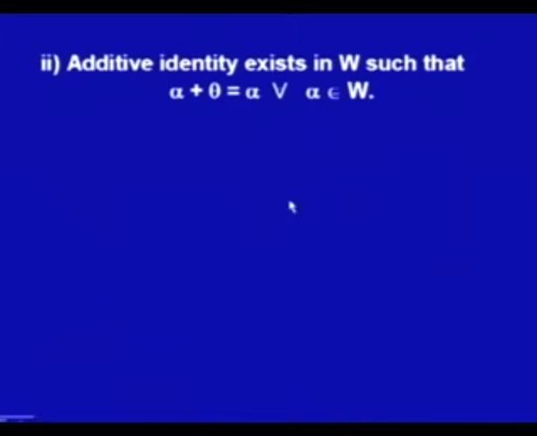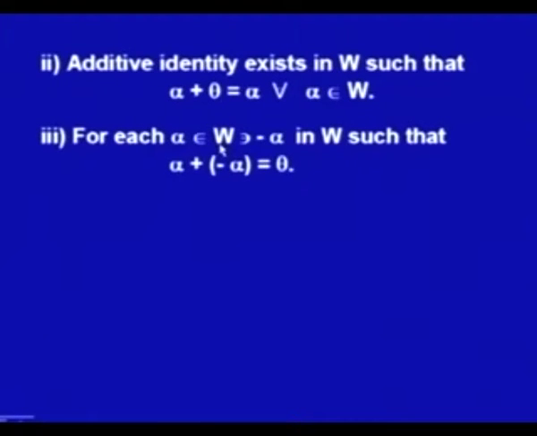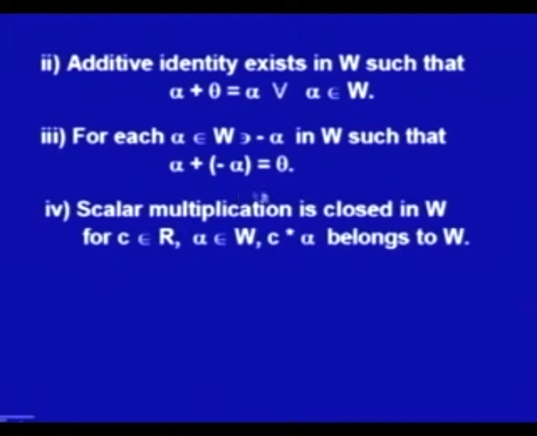Second, the additive identity exists in W such that alpha plus theta is equal to alpha for all alpha in W. The additive identity must also be in W, without that it will not be a vector space. The next thing is that for each alpha belonging to W, there exists minus alpha in W such that alpha plus minus alpha is equal to the null vector theta. So, if alpha belongs to W, its inverse must also belong to W. This is also a requirement that is to be fulfilled by W to be a vector space. And the last property is that scalar multiplication is closed in W. For example, if C belongs to R and alpha belongs to W, then C star alpha must belong to W. So, the closure property with respect to scalar multiplication must hold in W.